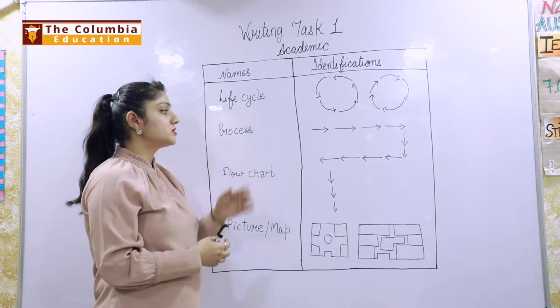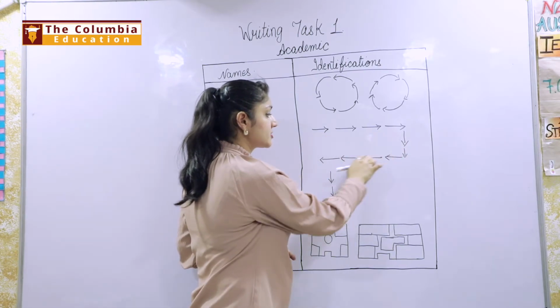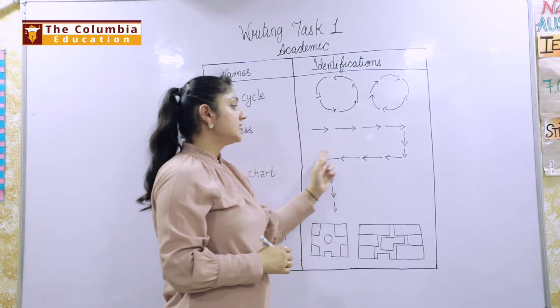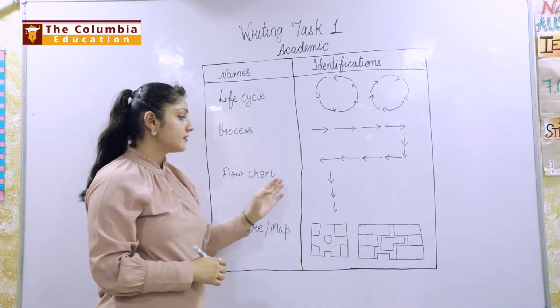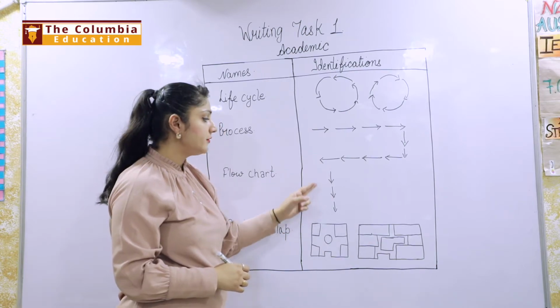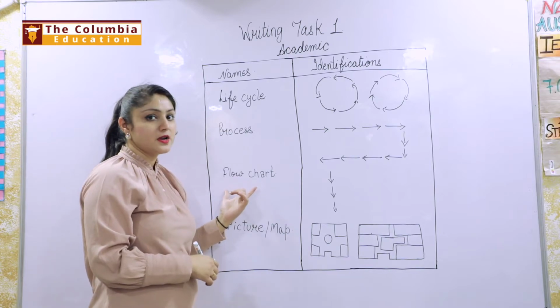Then next one is the process chart. I have made the process chart with arrows in this direction. You can see the arrows. When we get the arrows in this direction, that means this is a process chart. Next one is a flow chart. In a flow chart, you will get the arrows in the downside, right? When you get the arrows in a downside, that means it's a flow chart, right?